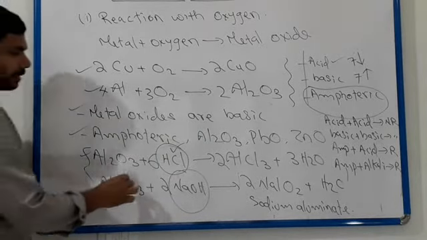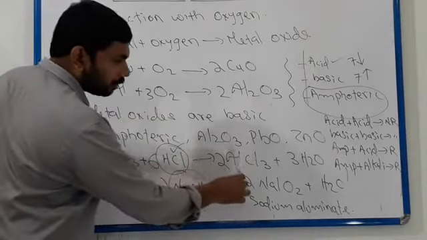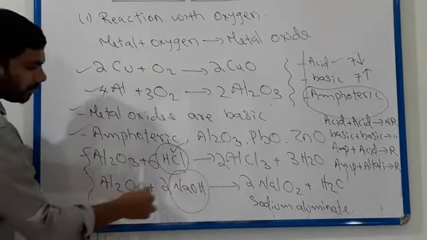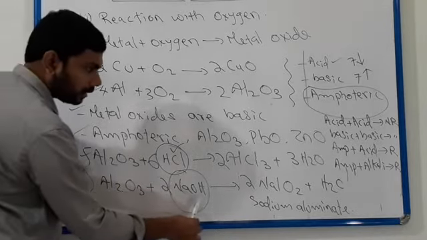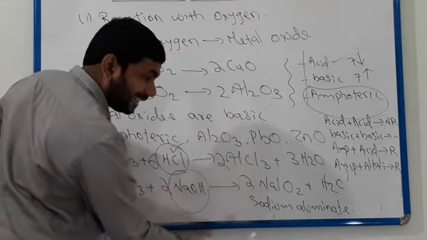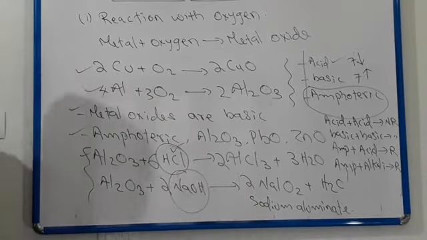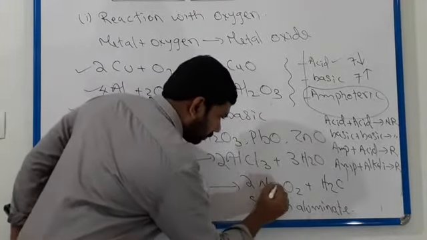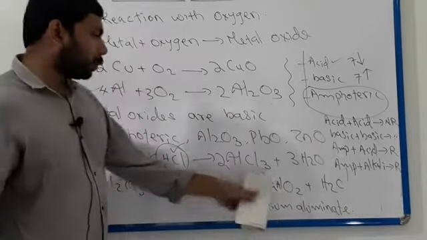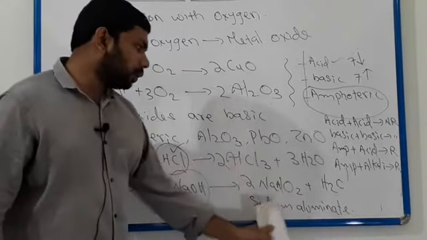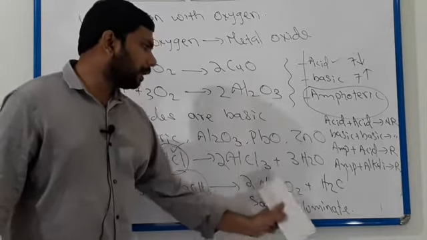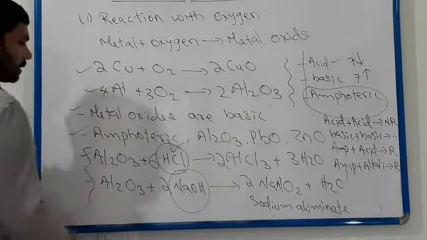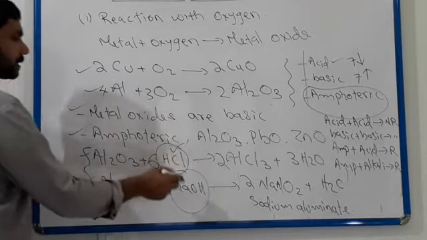Clear? Aluminium oxide reacted with hydrochloric acid gives aluminium chloride and water. Aluminium oxide reacted with sodium hydroxide forms sodium aluminate, NaAlO2. Here NaAlO2 means sodium aluminate, plus water. Okay, so an amphoteric substance will react with both acid and base.